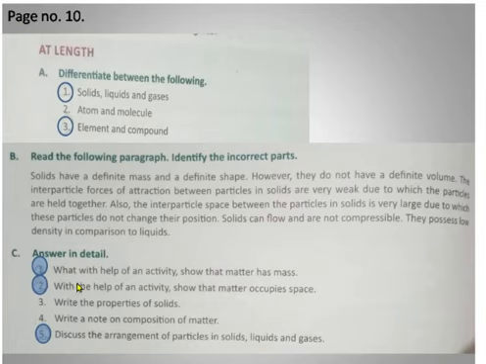Question number 1, with the help of an activity, show that matter has mass. We have discussed all these questions. With the help of an activity, show that matter occupies space. And question number 5, discuss the arrangement of particles in solids, liquids and gases. Revise these questions, focus on these questions and learn these questions so that you will get a clear idea about this chapter.